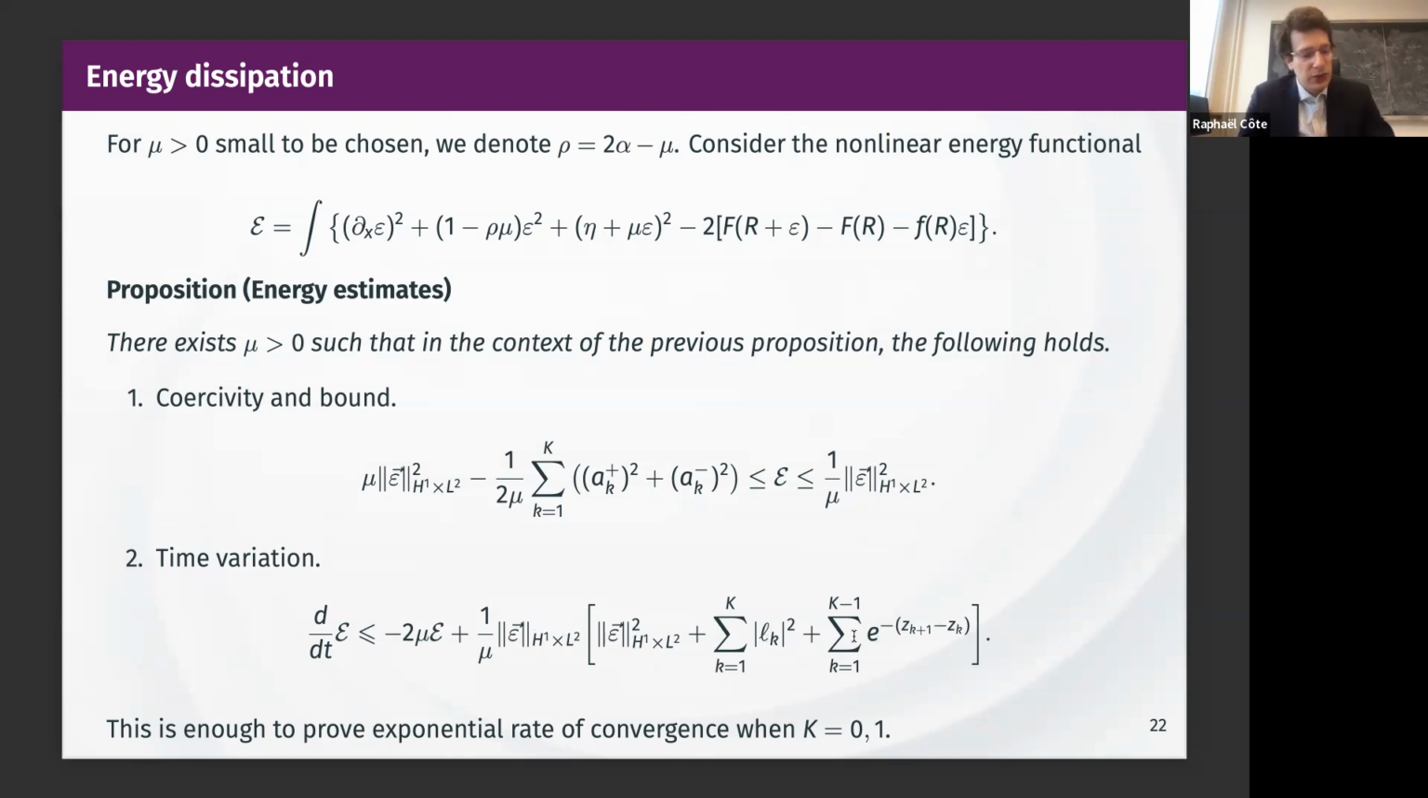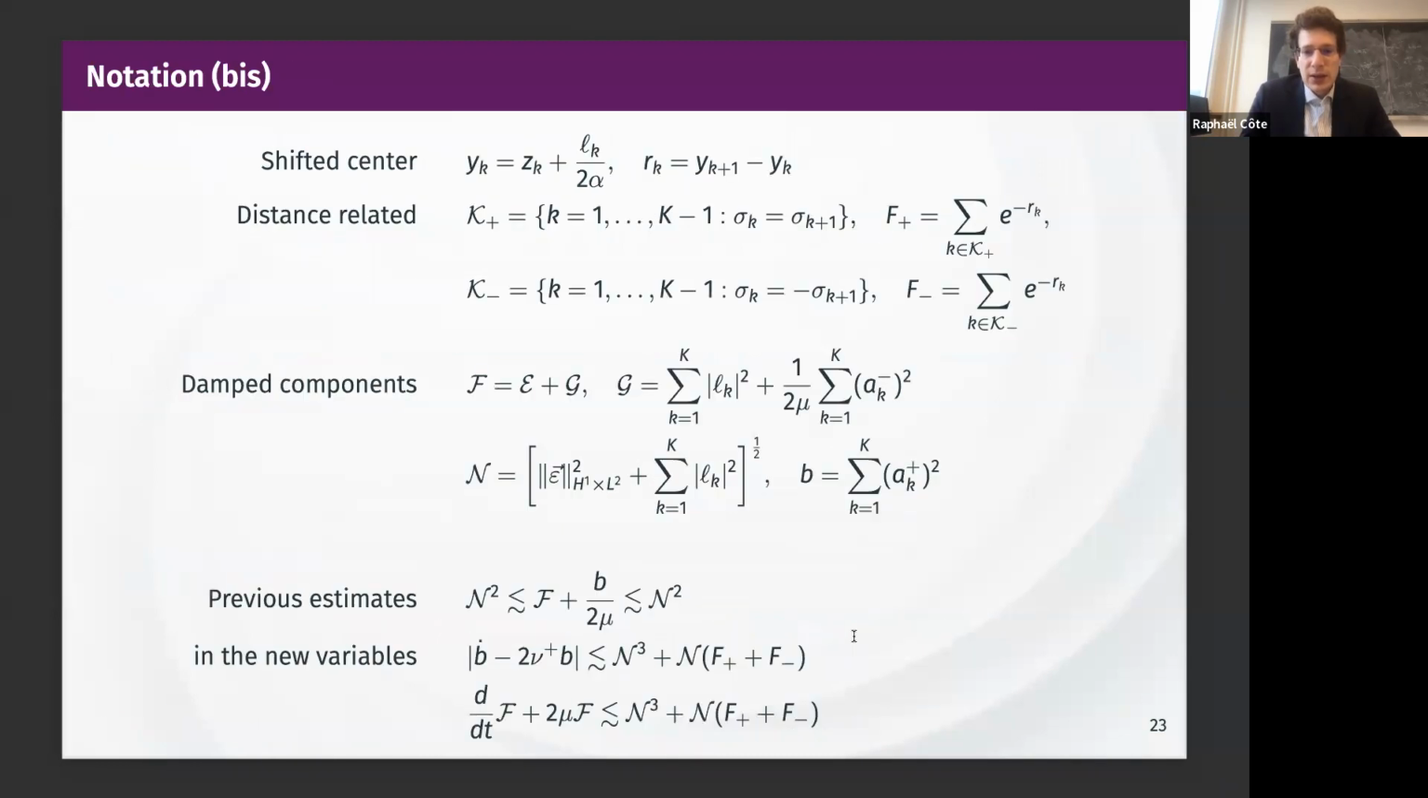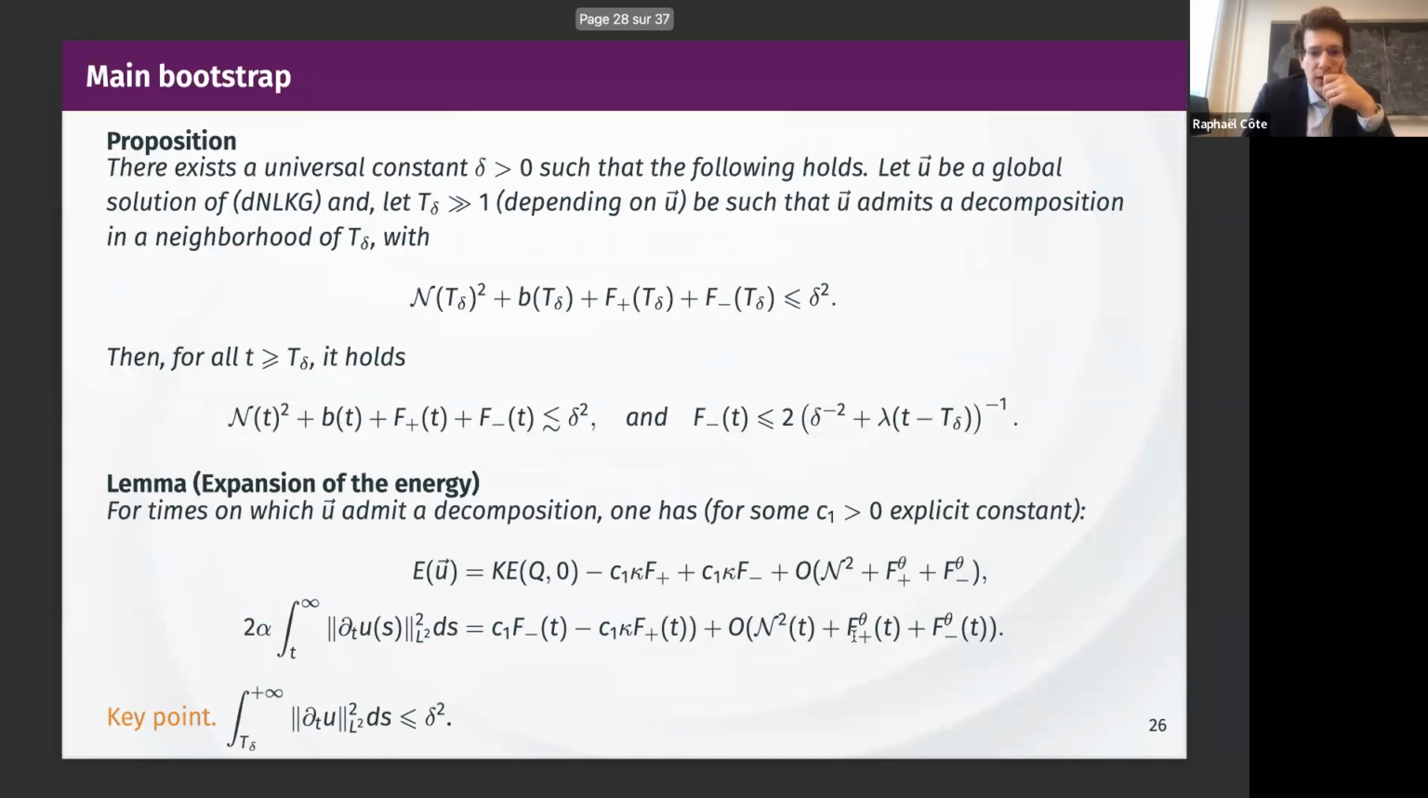So this actually is enough for when you have only one soliton. And let me just show you the final thing, the main bootstrap. There's a lot of notation that I could not give you, but just give me 1 minute. What does this proposition mean?